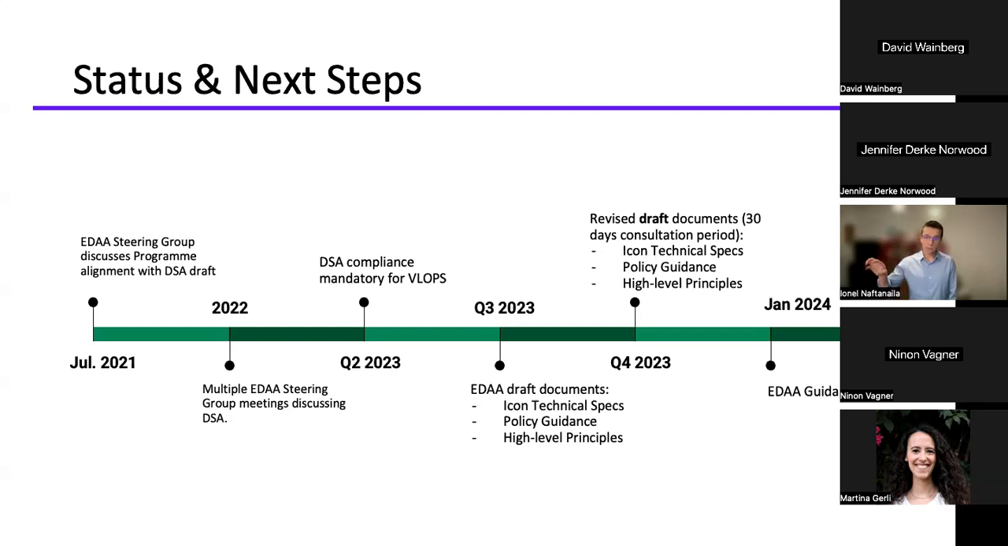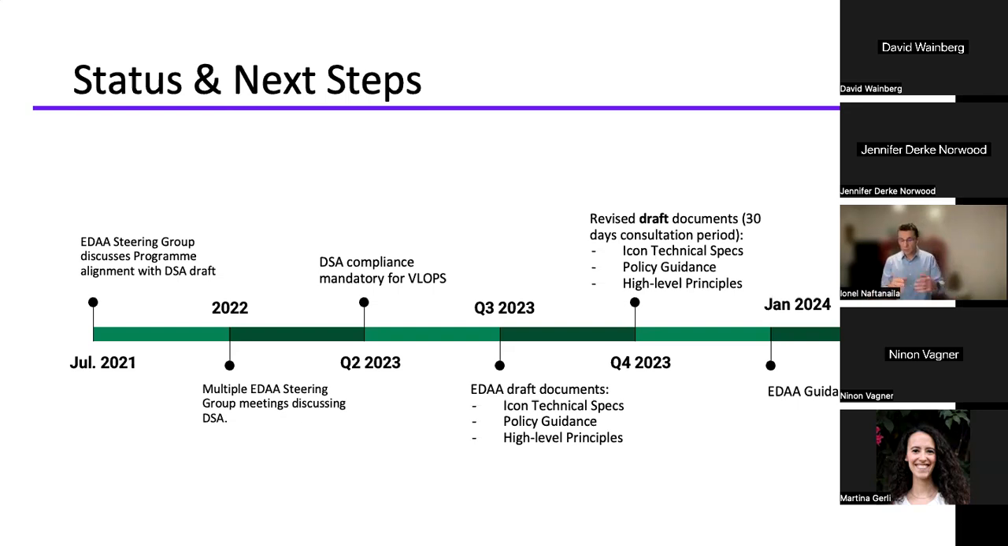And our immediate next step, before the end of the year, is that we're planning to send a revised version of those draft documents to the EDA steering group this week, with a 30 days consultation period. And then in January 2024, we plan to release the EDA guidance to the market, so that people will know how to use the Add Choices icon and how to integrate it with the IAB Europe / Tech Lab mechanism in order to render the DSA information.